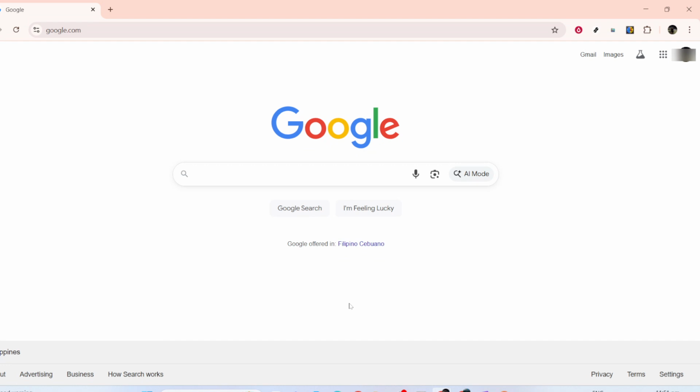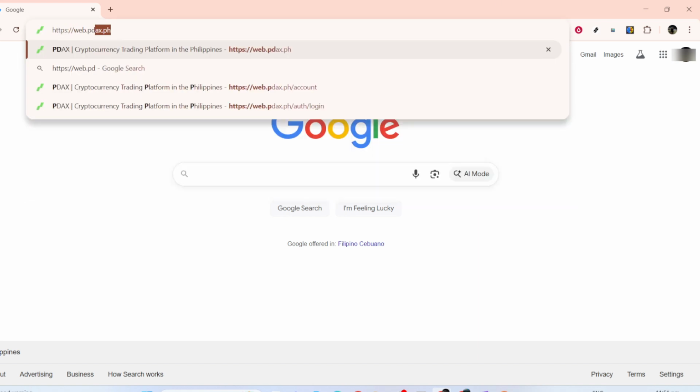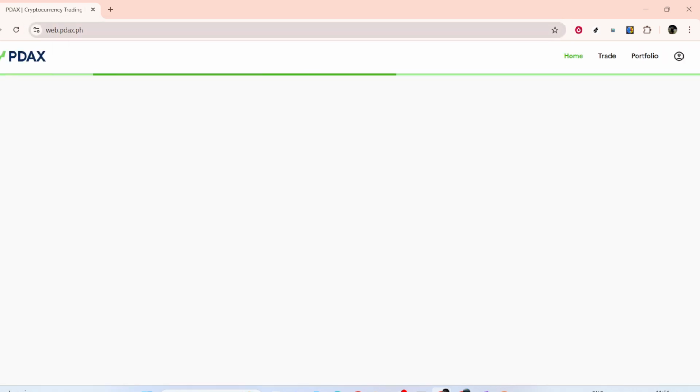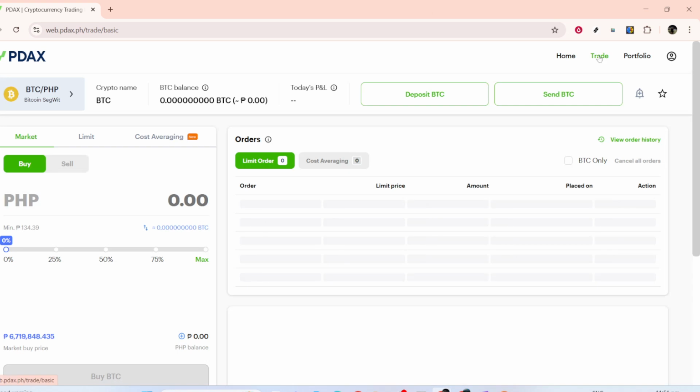To kick things off, you'll need to log in to your PDAX account and open the trade interface. Begin by visiting the website at web.pdax.ph. Once you're on the homepage and have successfully logged in, look for the trade option in the top menu and click on it. This takes you to the heart of your trading activities, where you'll make decisions and manage your assets.